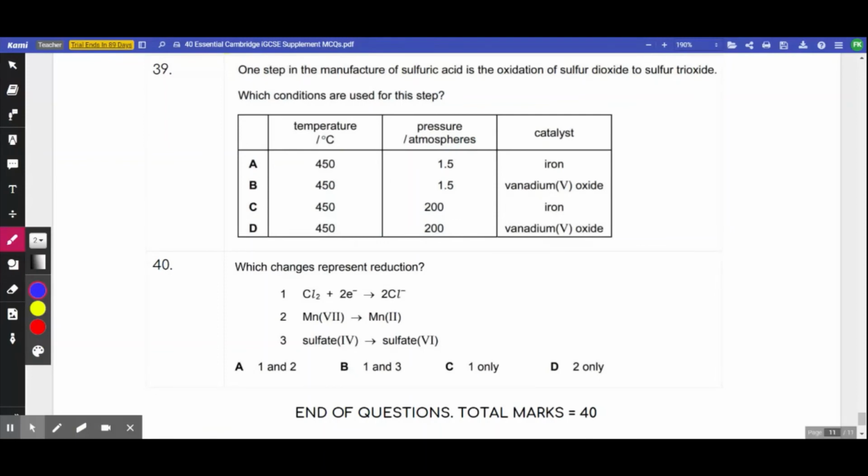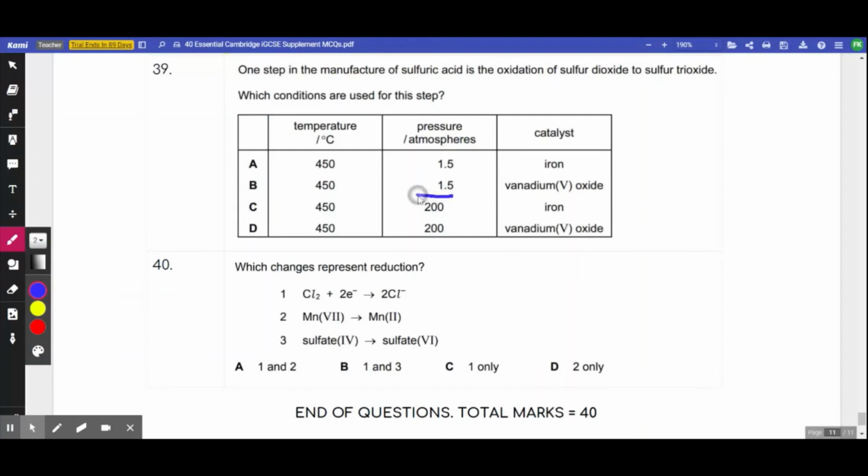So we've actually got less success with this one than the previous one. In the previous one, only 60% of the cohort surveyed got it right. And in this question, less than half, 49%, actually got this one right. One step in the manufacture of sulfuric acid is the oxidation of sulfur dioxide to sulfur trioxide. What conditions are used for this step?